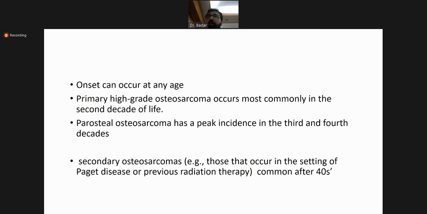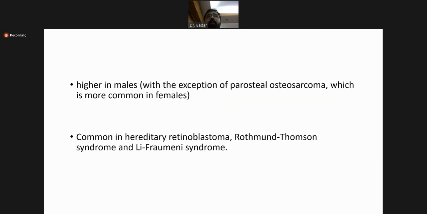That comes after 40. It's more common in males, with the exception of periosteal osteosarcoma, which is more common in females, and common in patients with hereditary retinoblastoma and other syndromes.